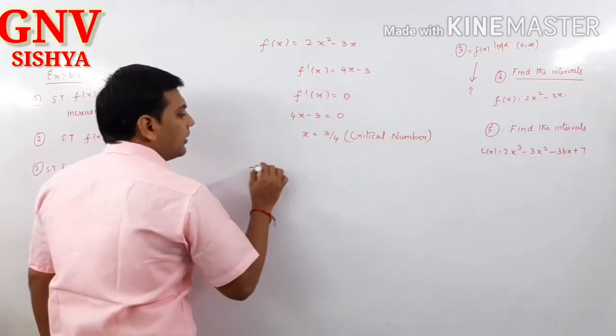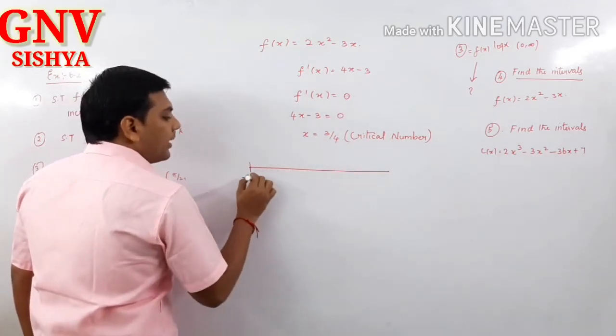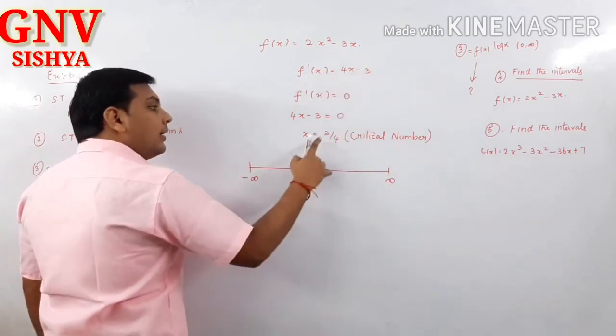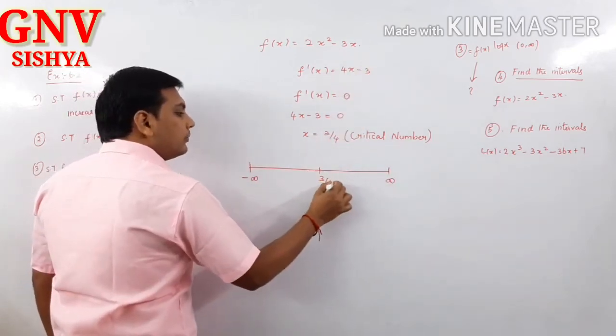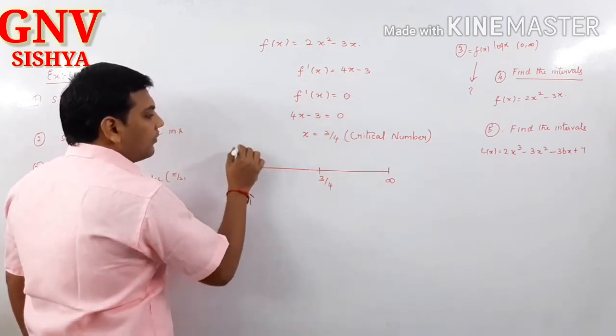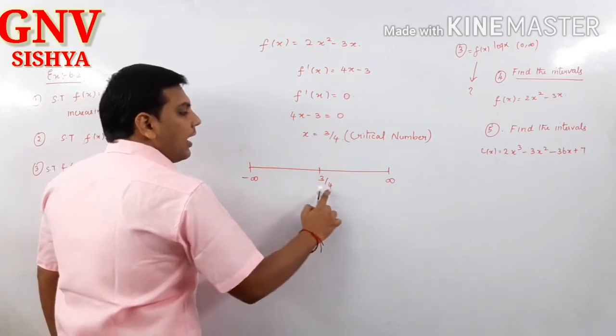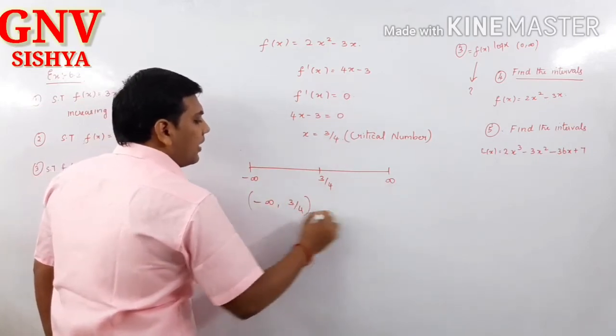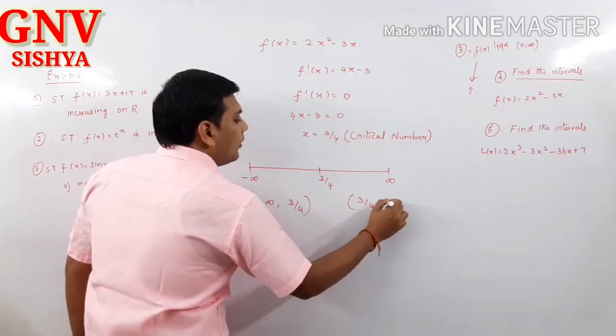Now what we have to do? Plot the interval from minus infinity to plus infinity, because they have not given any interval. What critical number have I got? 3 by 4. So now I have divided it into two intervals: one from minus infinity to 3 by 4, another from 3 by 4 to infinity.